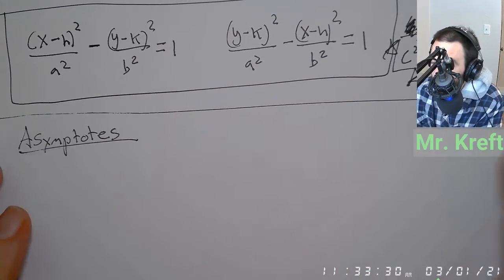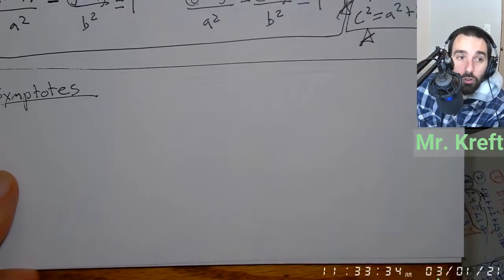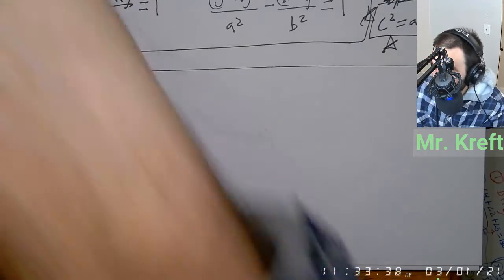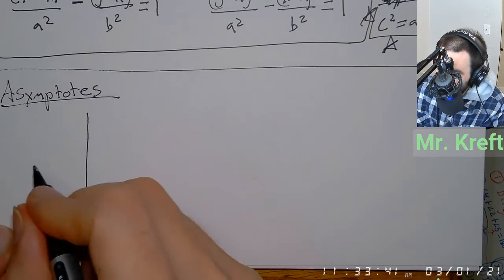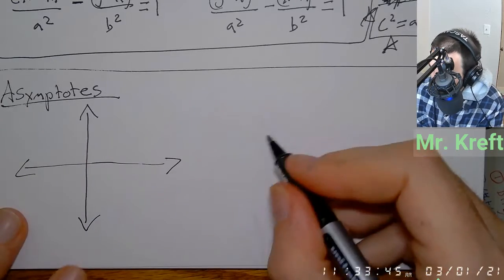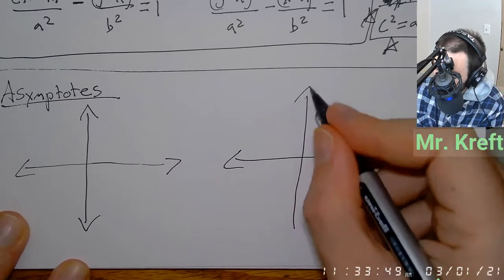Okay, so this has asymptotes. So there's two ways that the asymptotes are going to happen. I'm just going to draw a couple of pictures to make sure you guys understand, and then we'll talk about how to find them. So again, I'm going to show you these asymptotes two different ways. Okay, so I'm going to do two different coordinate systems.